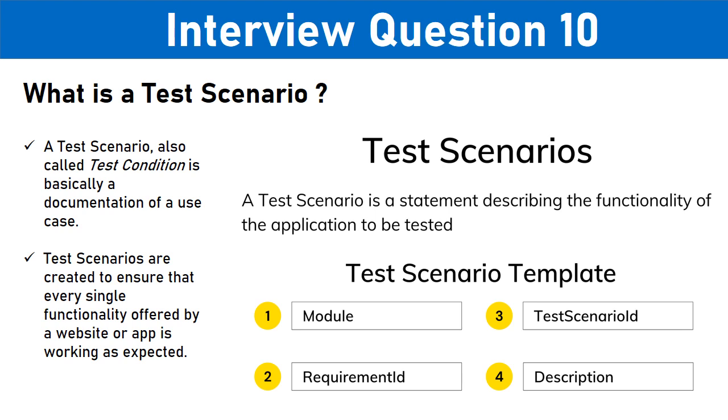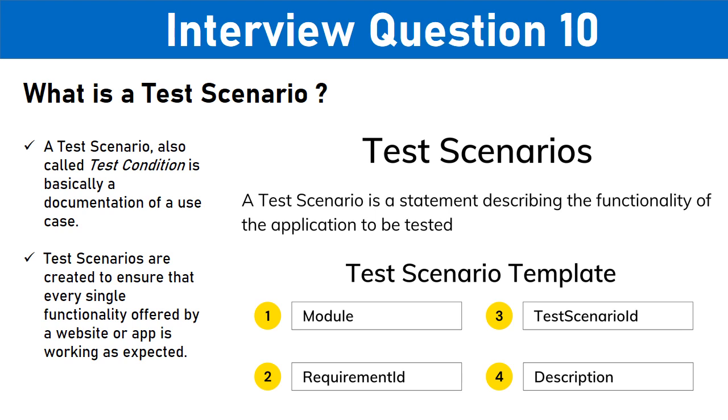A test scenario is a statement describing the functionality of the application to be tested. It is used for end-to-end testing of a feature and is generally derived from the use cases. A test scenario document can have the following fields shown on the screen.